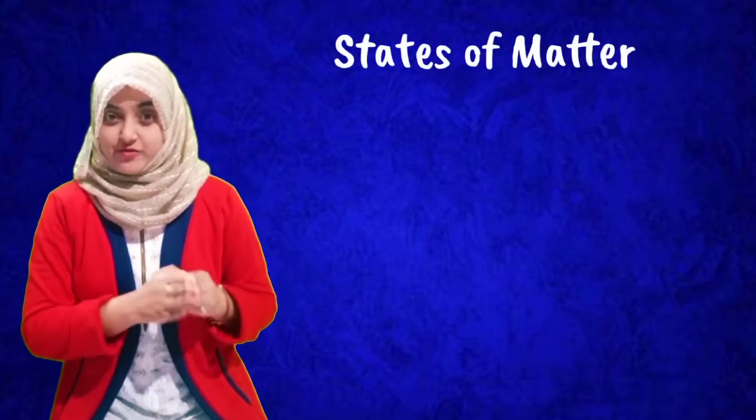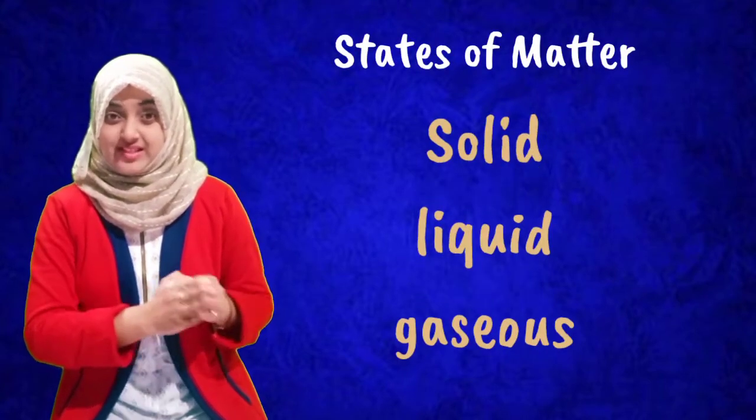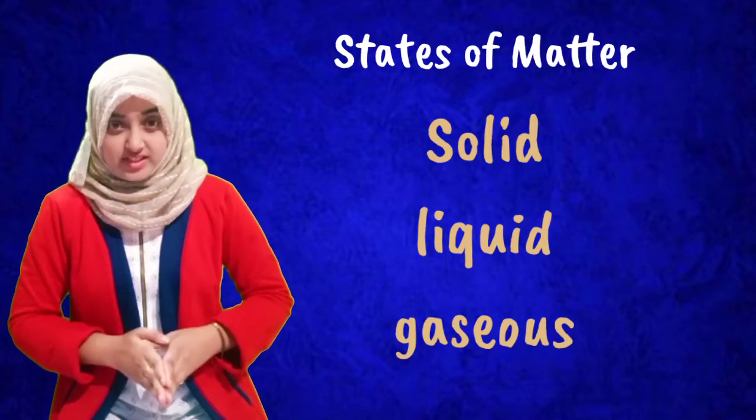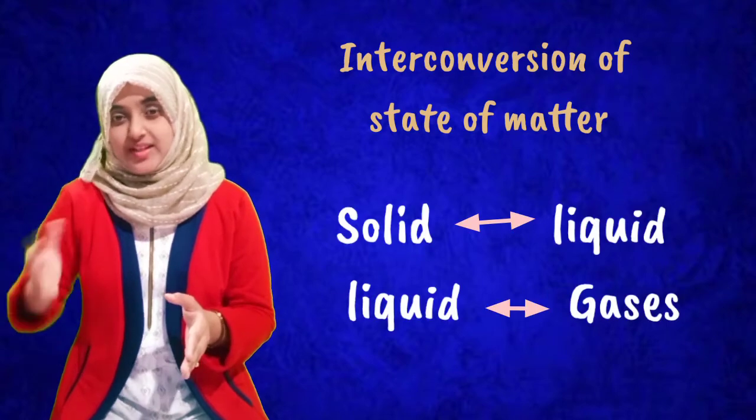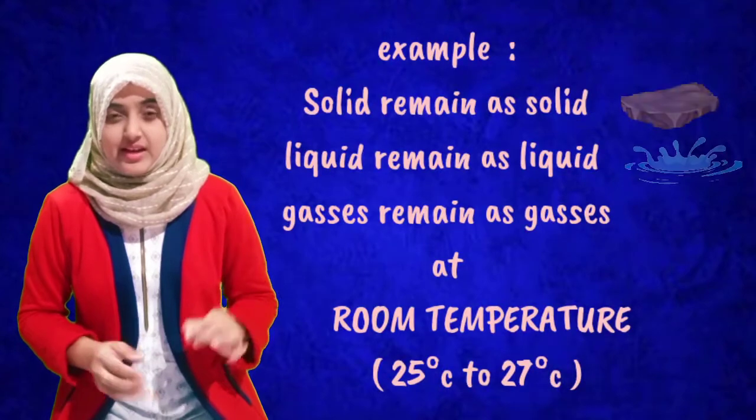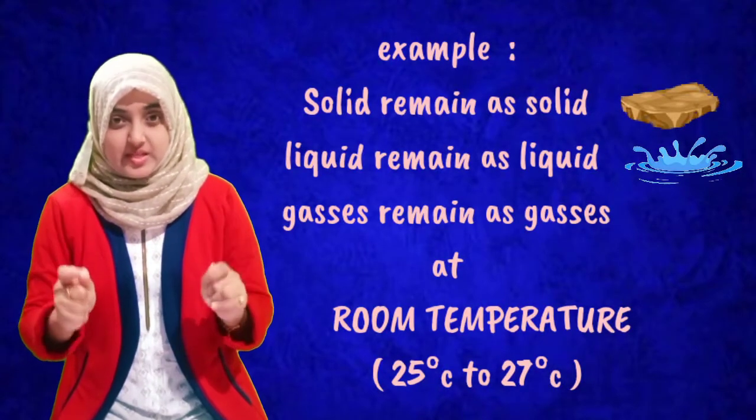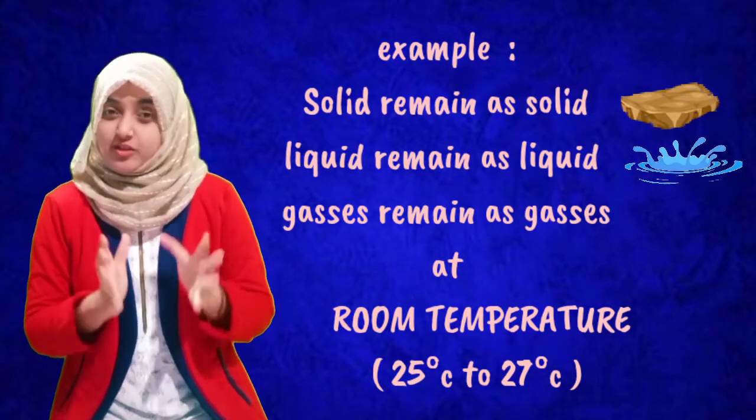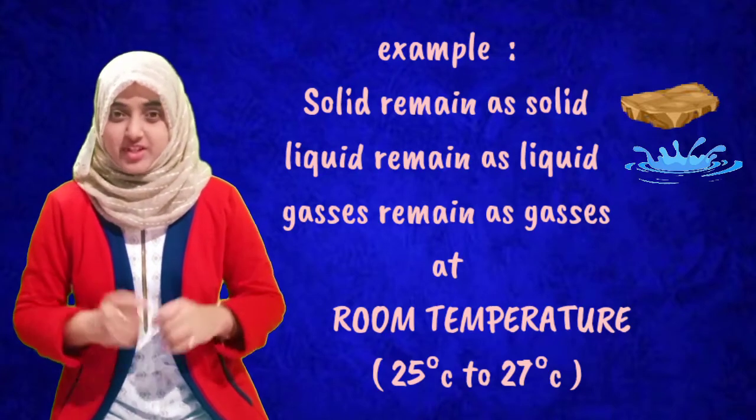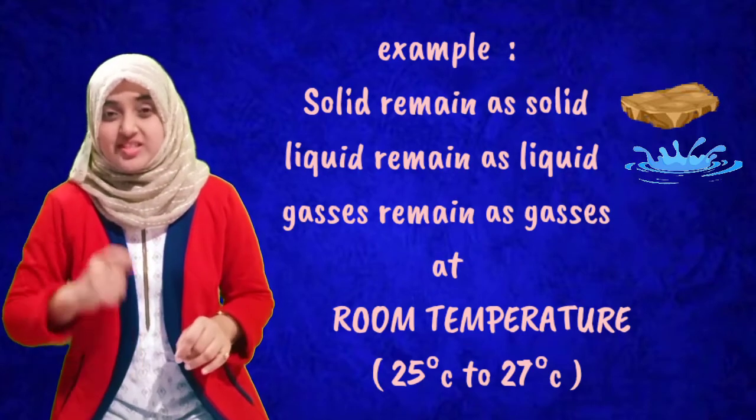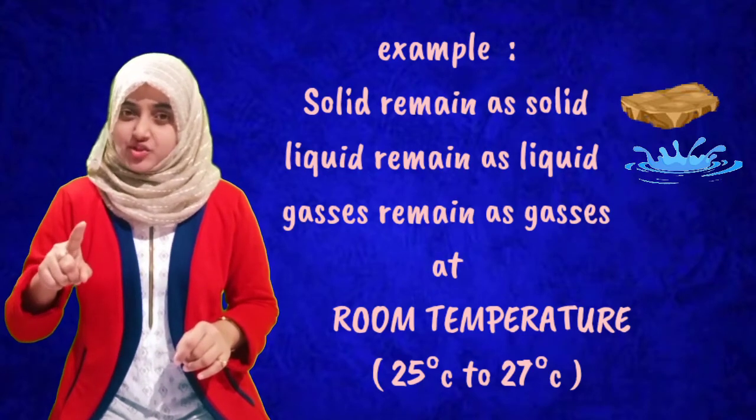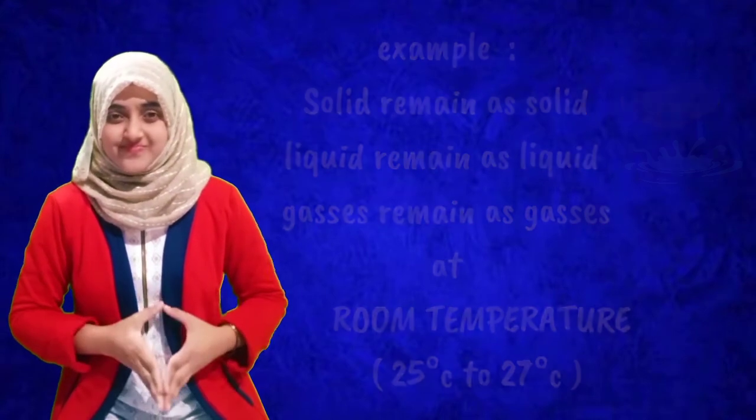So in our last class, we have seen the three states of matter, that is the solids, liquids and gases. Let us now see if the matter can be changed from one state to the other. But before getting to this, children, note that every substance remains in its own particular state of matter at room temperature. Now, room temperature is the normal conditions, which is nearly equal to 25 degrees Celsius to 27 degrees Celsius.